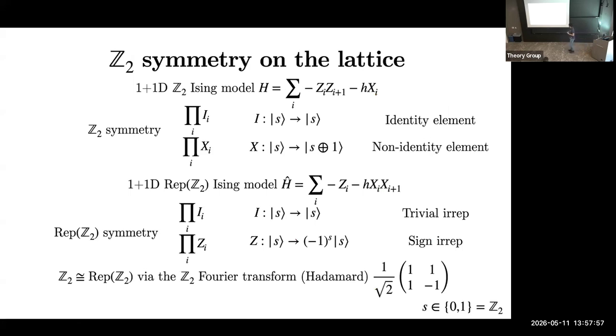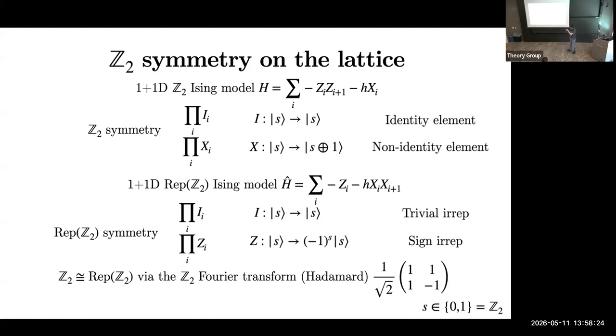Now, before I talk about this Kramers-Wannier duality, this is probably the most technical slide in this talk. I'm going to make a very nitpicky point that there are actually 2 Ising models. One I'm going to call the Z2 Ising model, which is the one we already discussed. The other I'm going to call the Rep Z2 Ising model, where I just change Z with X. And the reason I'm being nitpicky about it is because they have different symmetries.